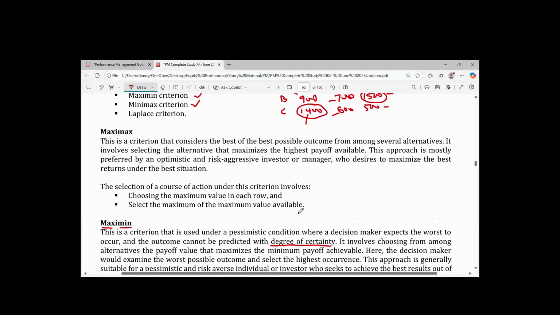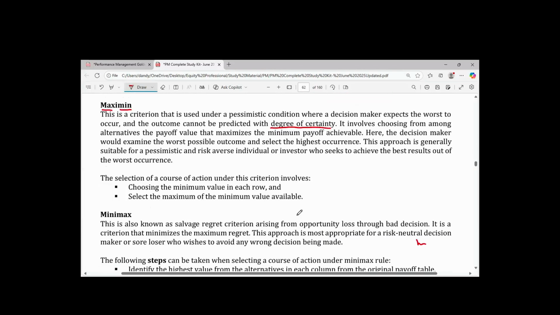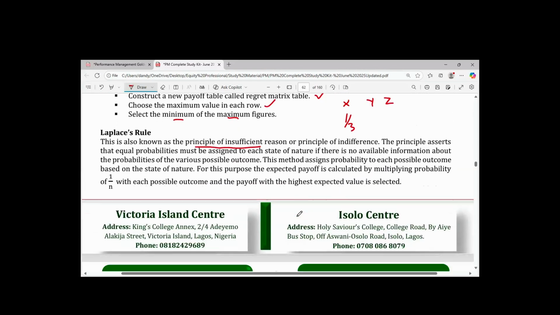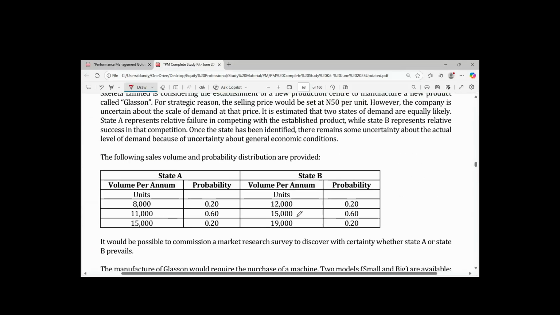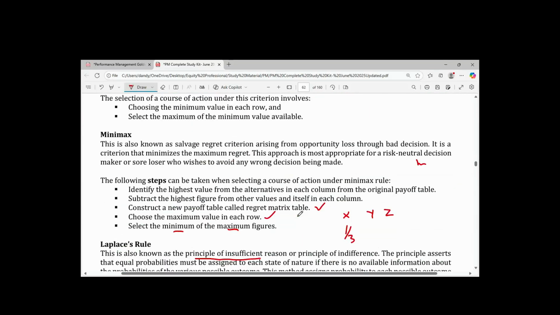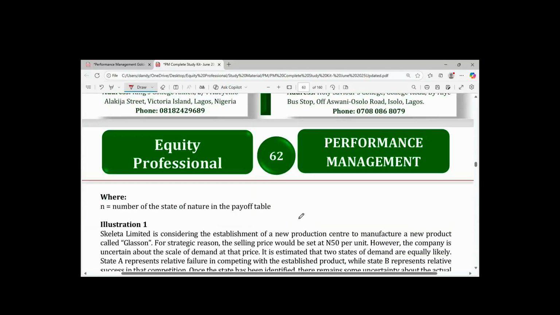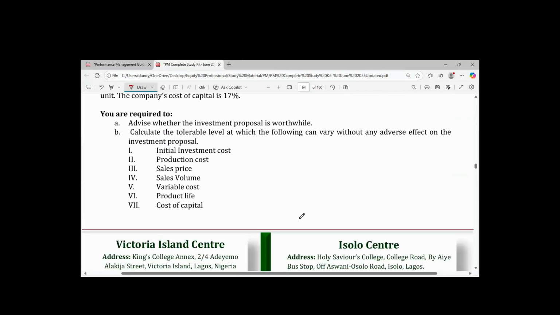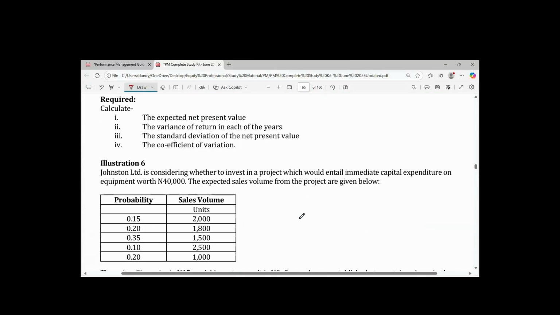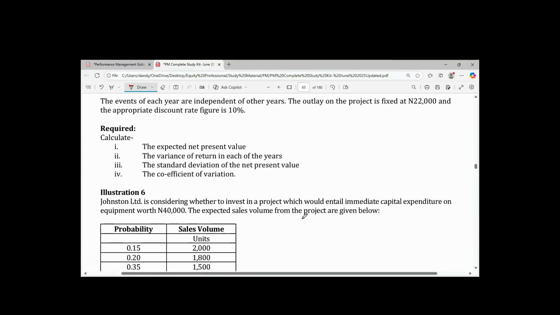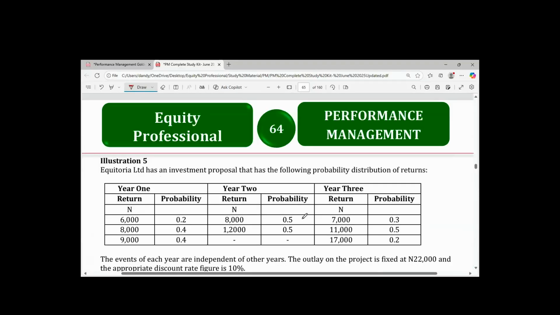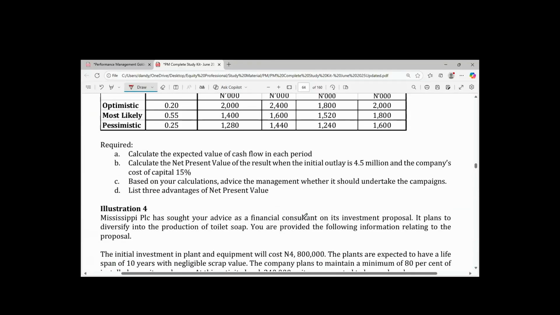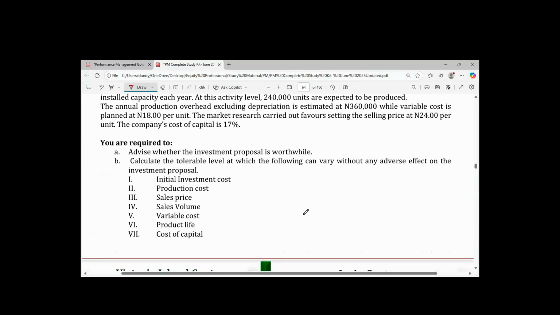So lastly, let's talk about decision attitude to risk. Under this topic, the examiner can ask you to explain or to discuss the attitude of a decision maker to risk. There are 3 of them.